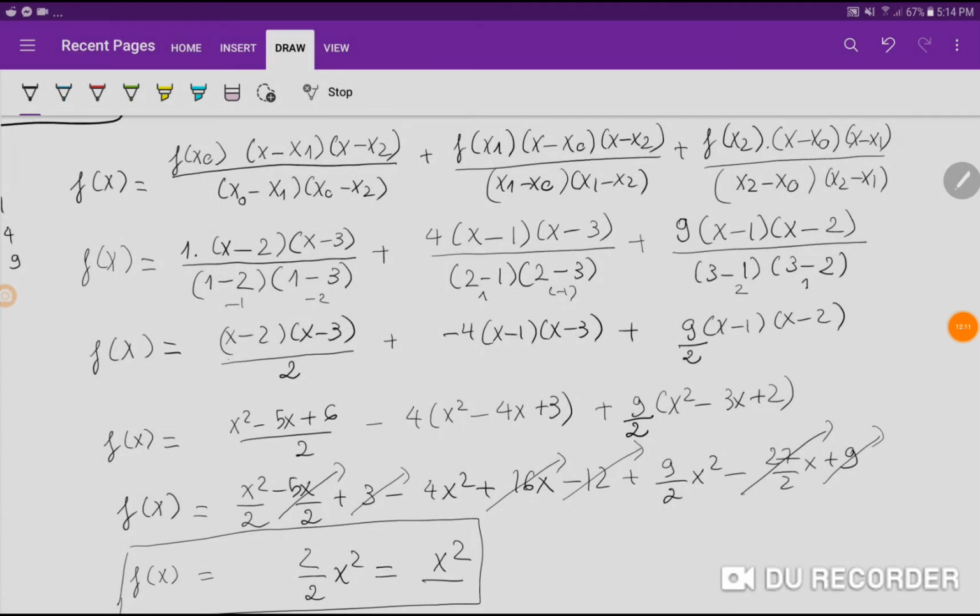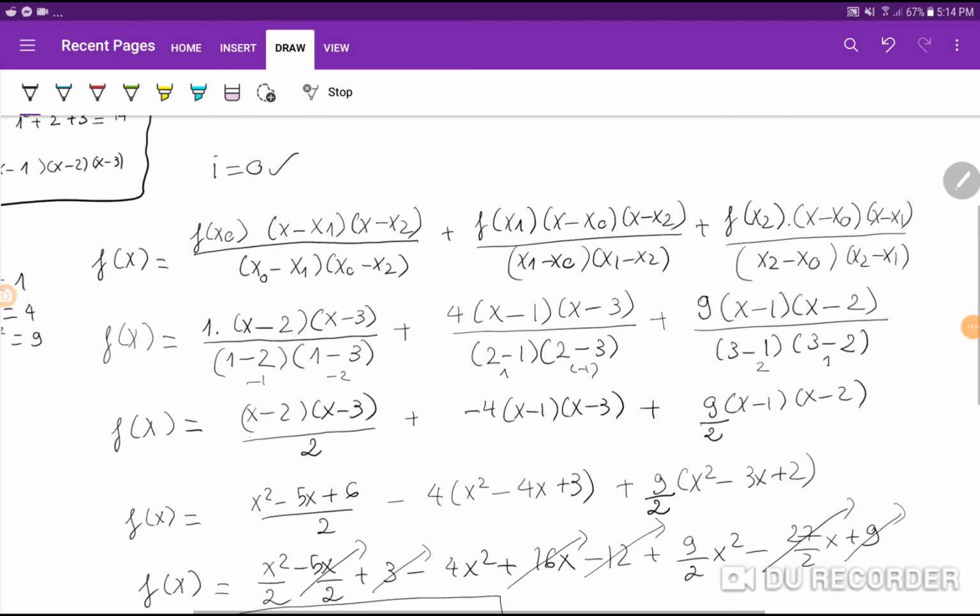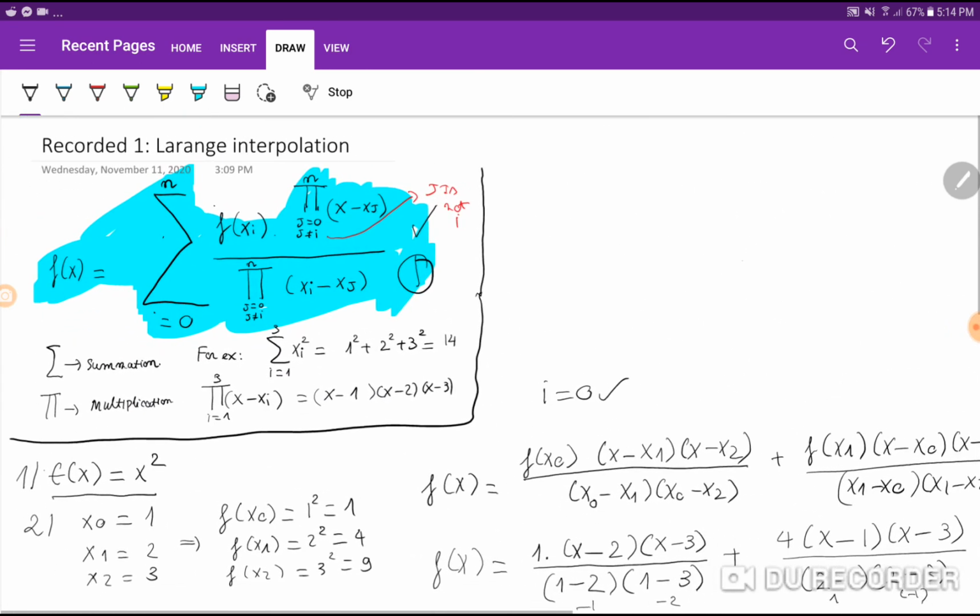And just remember, there are two things. The goal is to turn it to a polynomial and follow this formula, the blue formula right here. You can turn basically everything to a polynomial. Okay, have a good day.